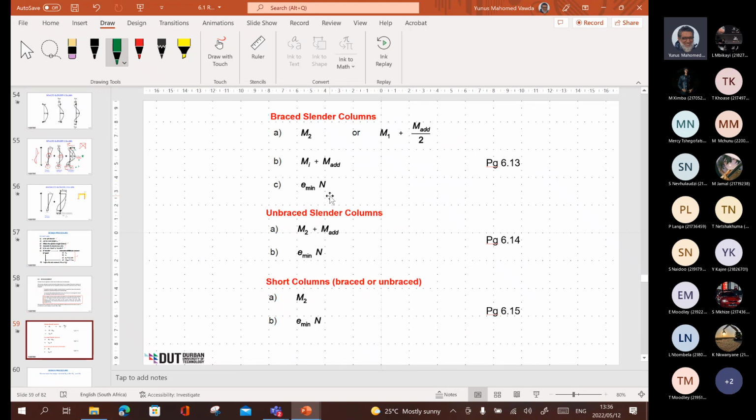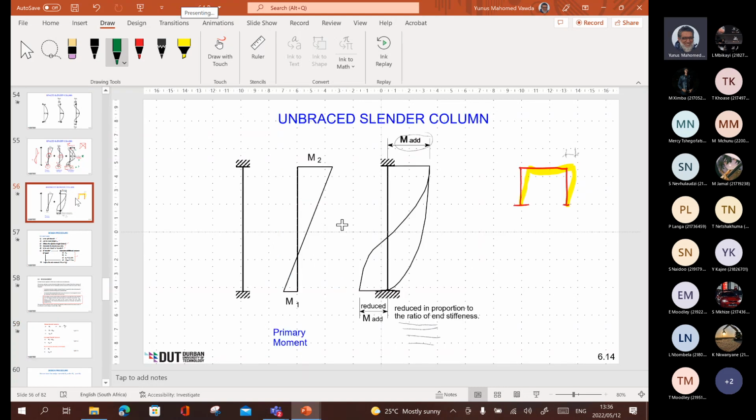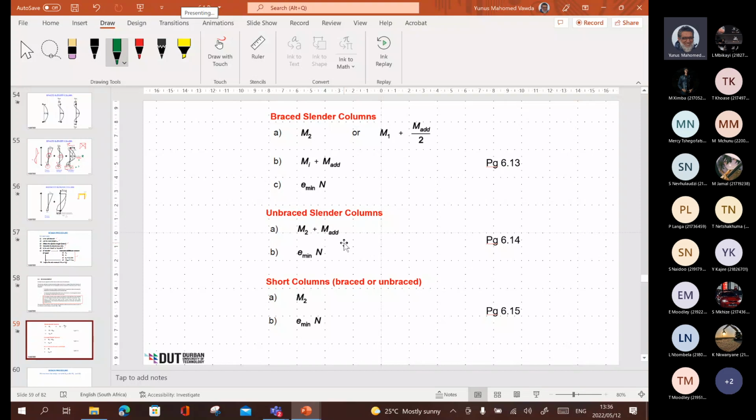All right. So unbraced slender columns, only two options. This one increases, this one reduces. So you take the increased one, and the increased one is going to be M2 plus M add. And always you're checking it against e minimum times N. So M2 plus M add gives you 50 kilonewton meters, but e minimum times N gives you 60 kilonewton meters. You're going to use 60 instead of the 50. It's just a check that you're greater than e minimum times N.